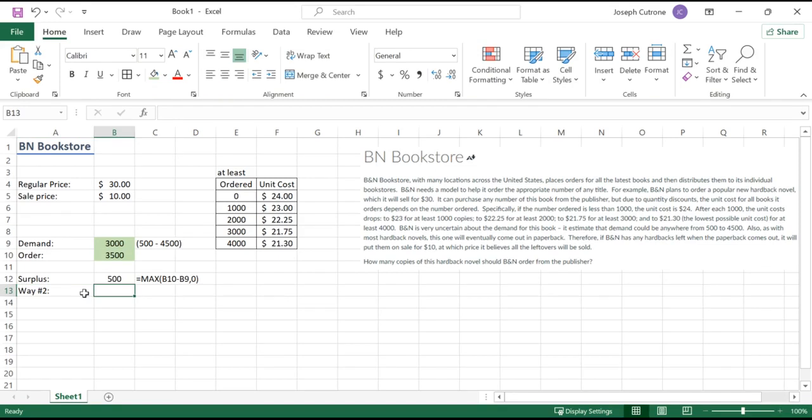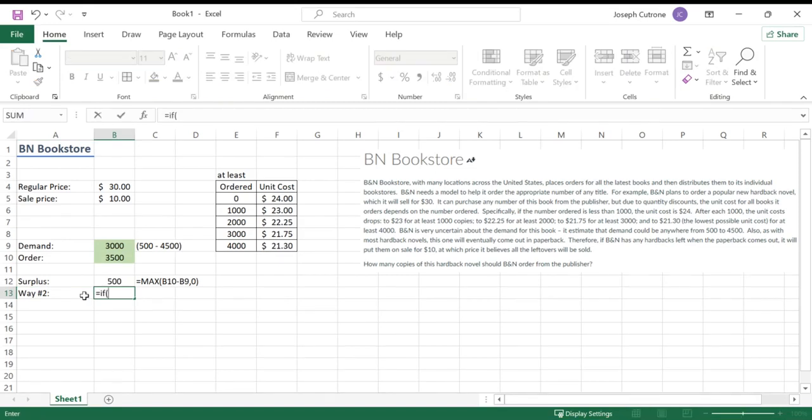But let's use a new function. This could be a new function for you if you haven't seen this before. The if function, nice function that will test for something to see if it's happening, and then you tell it what to do if it's true, or you tell it what to do if it's false. So for here, I want to test, is my demand bigger than my order? And if that's true, I'm going to put 0. And if it's not true, then I can take the difference.